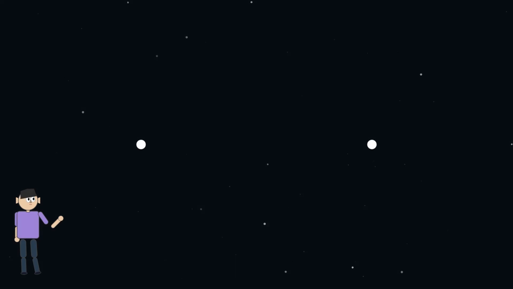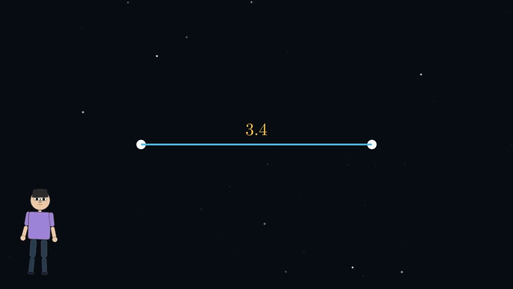Okay, 2 dots on a screen. How far apart are they? Easy. You measure the straight line between them, and you read off a number. That's the distance you learned as a little kid, and on a flat sheet of paper it works perfectly.